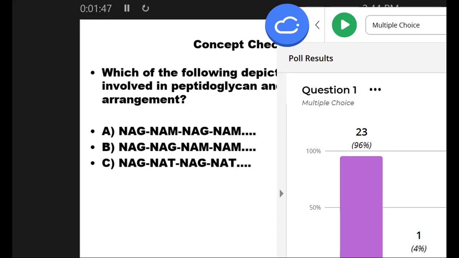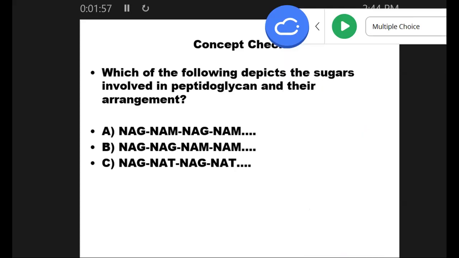Anyways, the gram negative one is correct, right? So answer A is correct. Okay, so I'll continue to work on the iClicker issue, but at least we can kind of get it to work. We're stumbling through it. All right.